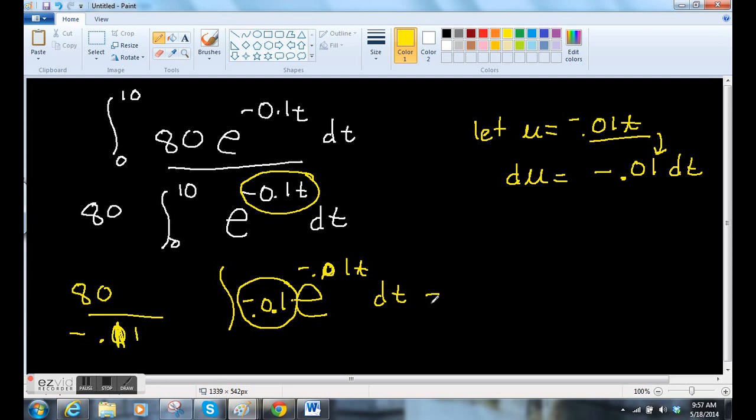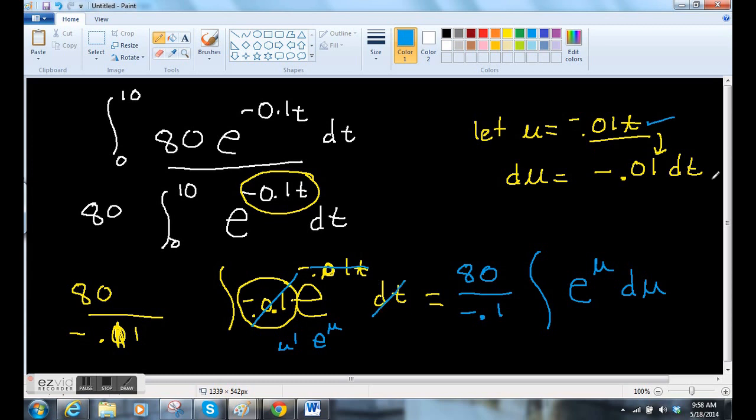So why did we do this? Because now this part here is equal to 80 divided by negative 0.1, and then this is e to the u du. This is our u substitution integral, because this is e to the u, that's the u, and this part becomes du. Yay! That's our u substitution. 80 divided by negative 0.1 is negative 800. And the derivative of e to the u is just e to the u. That's why we did it. Plus a constant.